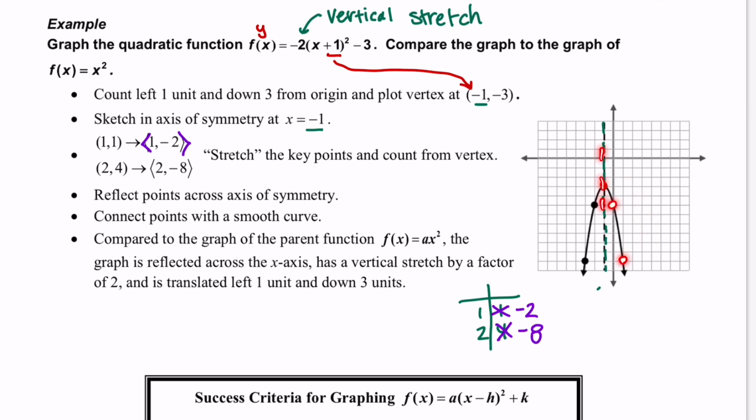I have my axis of symmetry here, which tells me I'm going to reflect those points over that axis of symmetry. So it's going to be the same distance on both sides of the axis of symmetry. And then you just complete it by connecting the parabola into a smooth curve.